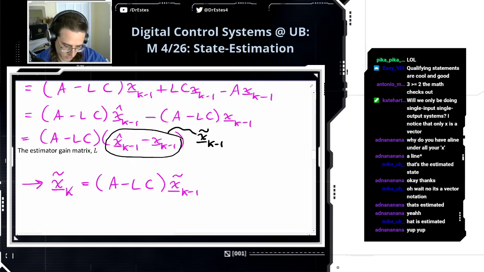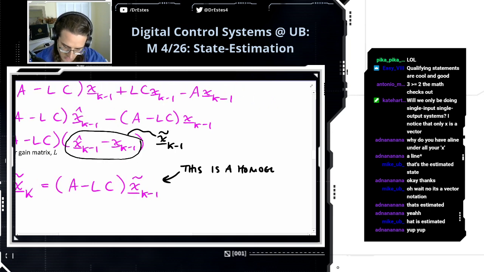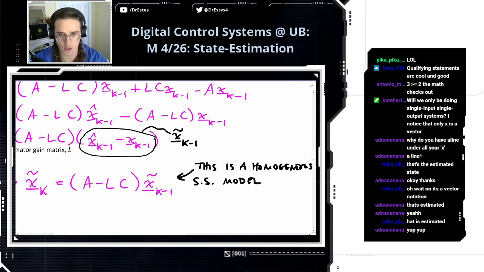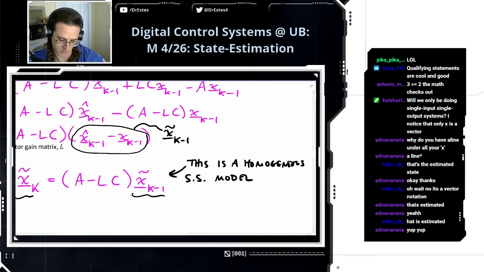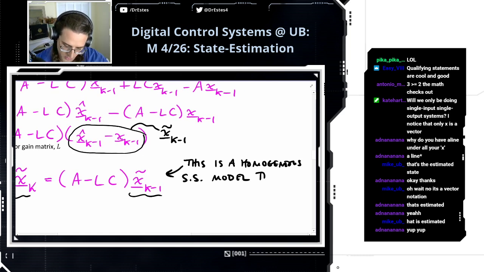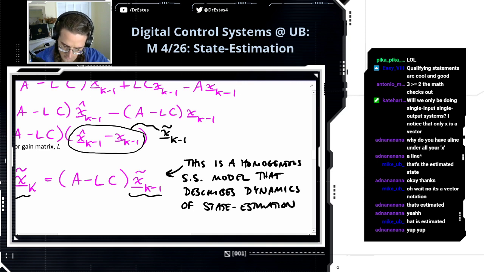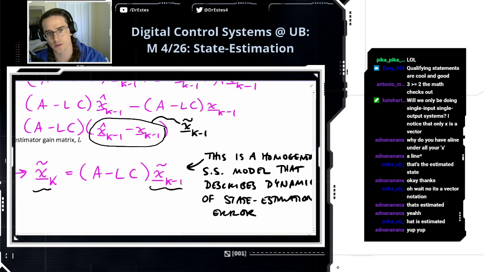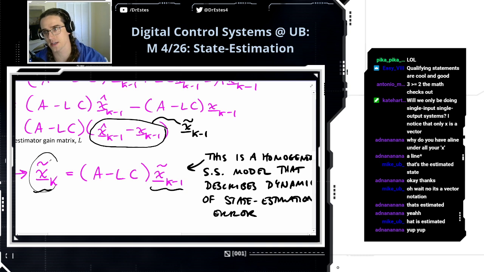This equation, what are we looking at here? So number one, this is a homogeneous state space model. So there's no input term. It's just, I have my error at this step, and it's related to the error at a previous step. So it's a homogeneous state space model that describes the dynamics of the state estimation error. I say the dynamics because it tells you how the state estimation error changes from step to step.